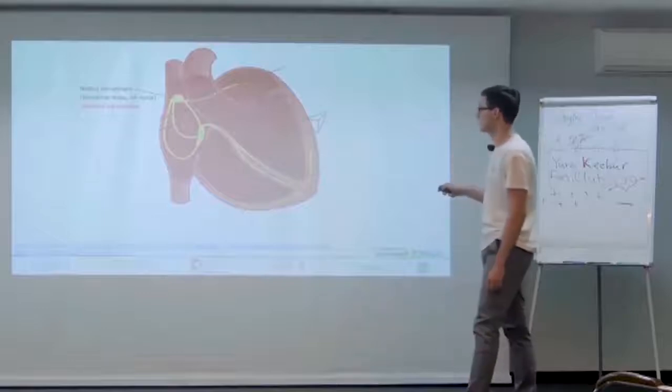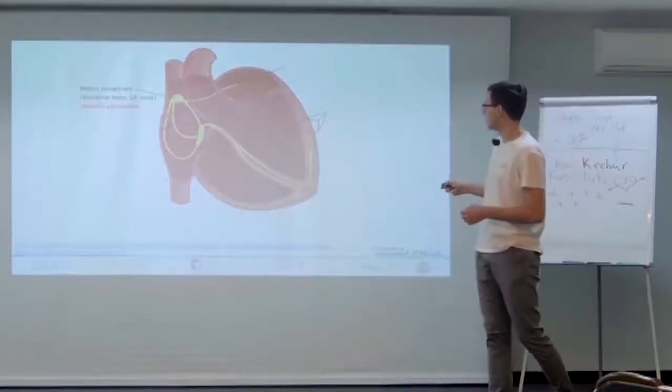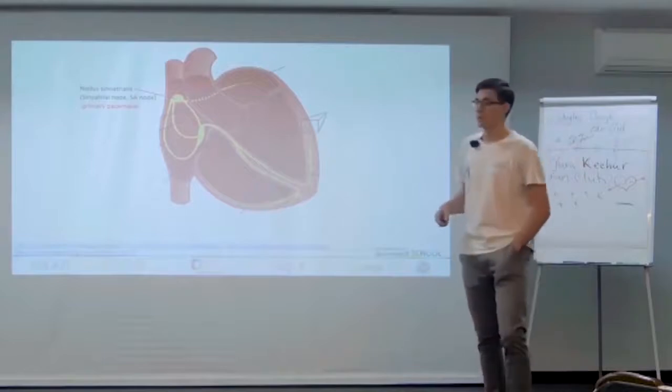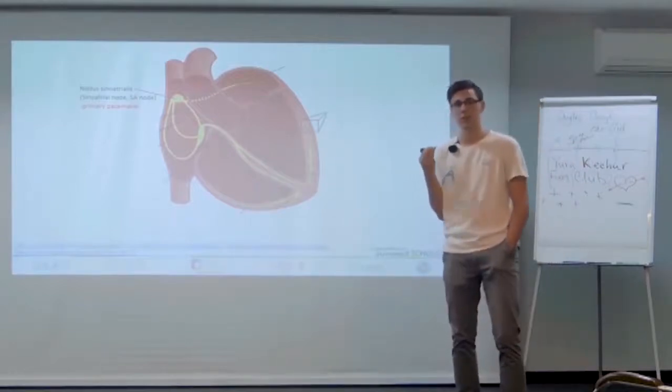This is nodus sinoatrialis. This is also called sinoatrial node or SA node. This one, as you see, it's a primary pacemaker. The primary, what does it mean, pace? Pace is actually the rhythm.